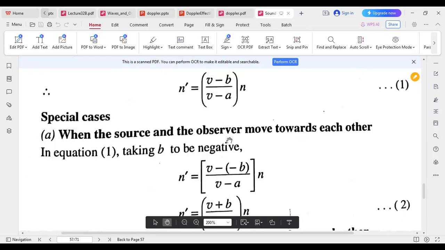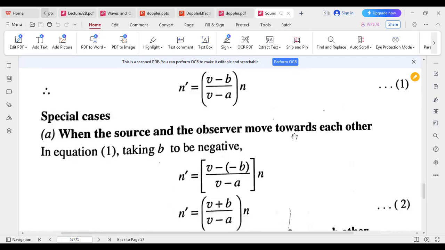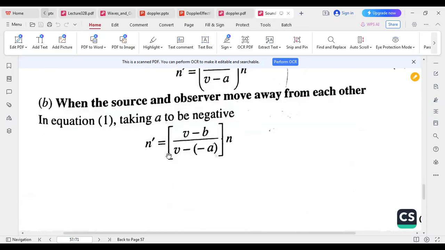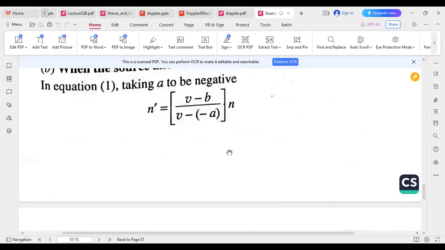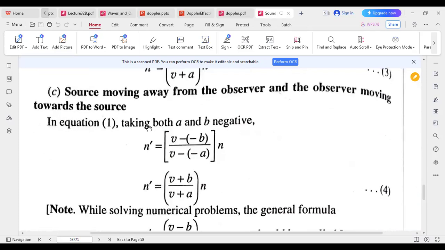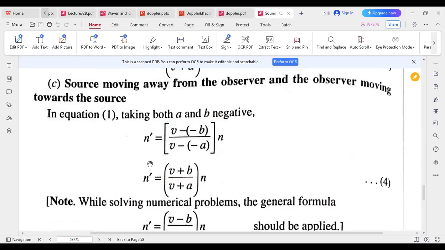So special cases from equation 1: when the source and observer move towards each other, in this taking b to be negative, because it is the opposite of the previous condition, we get v plus b divided by this. When the source and observer move away from each other, just taking a negative, we get the condition n dash equals v minus b divided by v plus a. Source moving away from the observer and the observer moving towards the source: in the equation, taking both a and b negative, we get the condition.